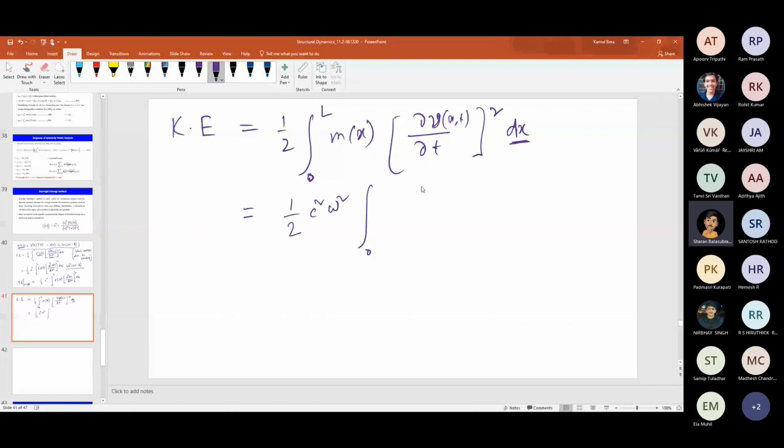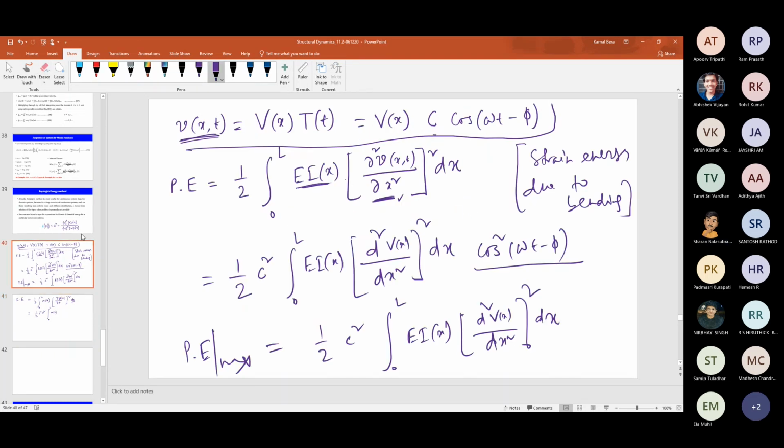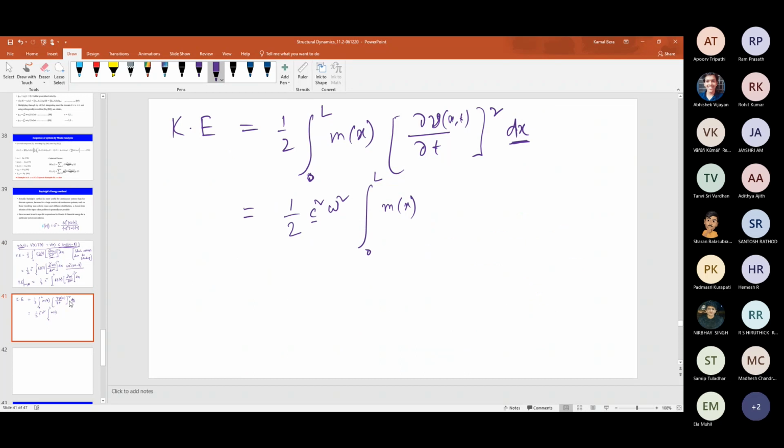Yes, that thing, sir: m(x) into dv by dt, whole square. No, don't put t; T is this, right? C cosine(omega t minus p). You are substituting this, you are getting C squared. How are you getting C v(x) squared sine squared of omega t minus p?